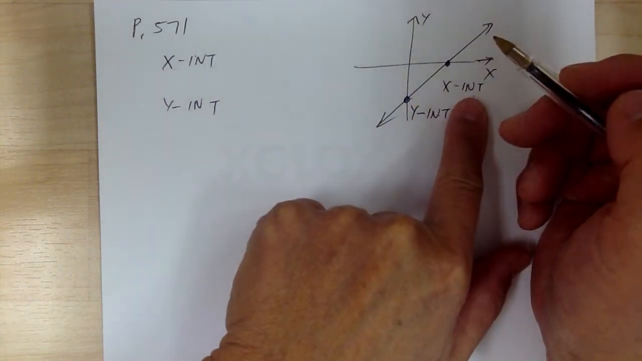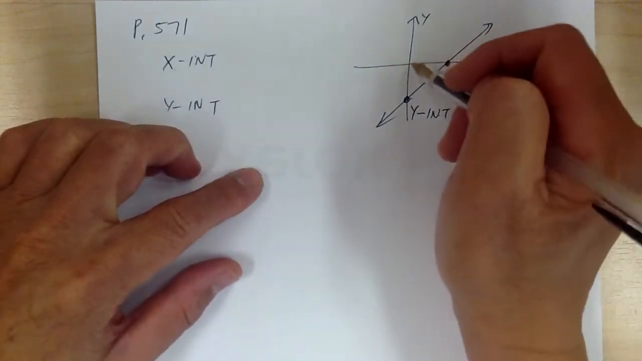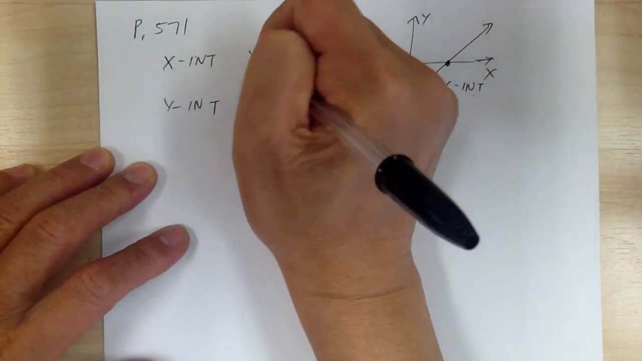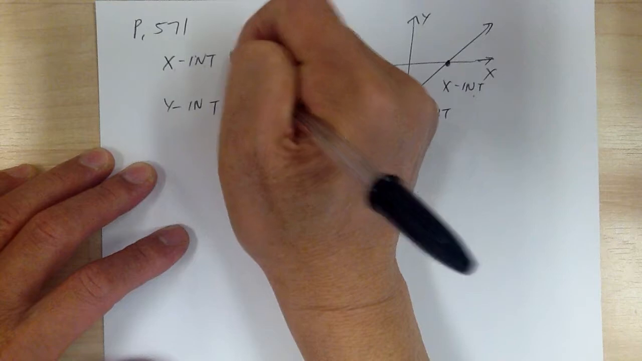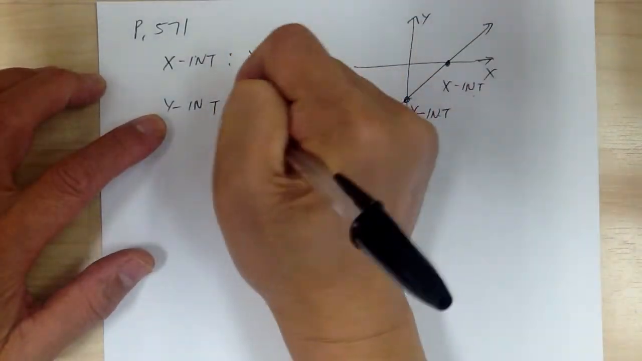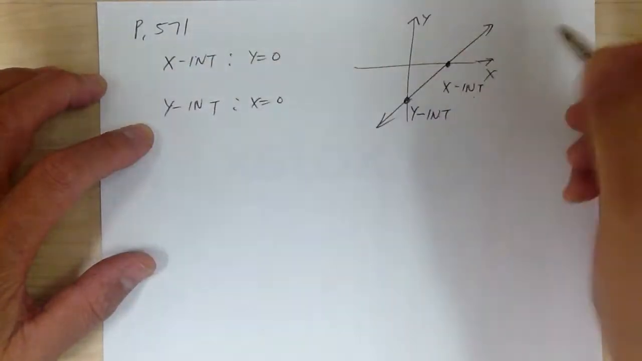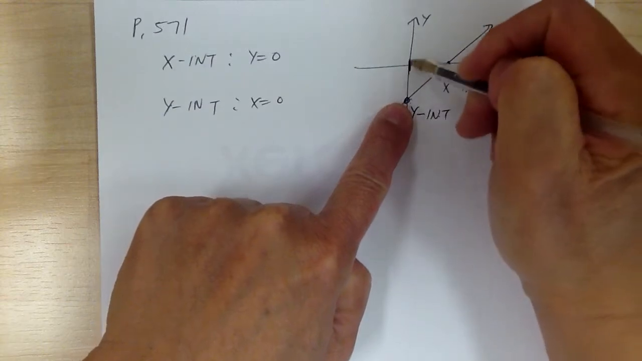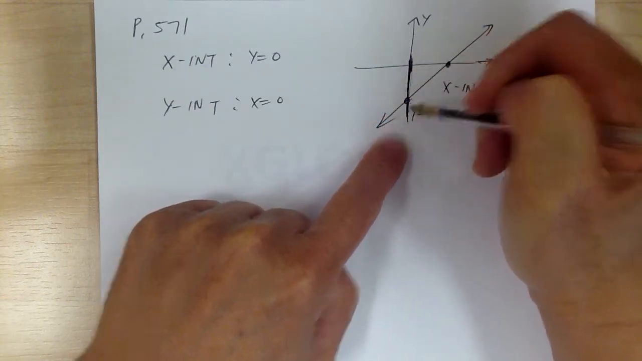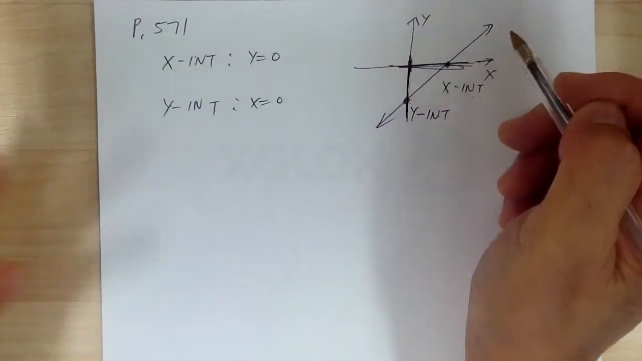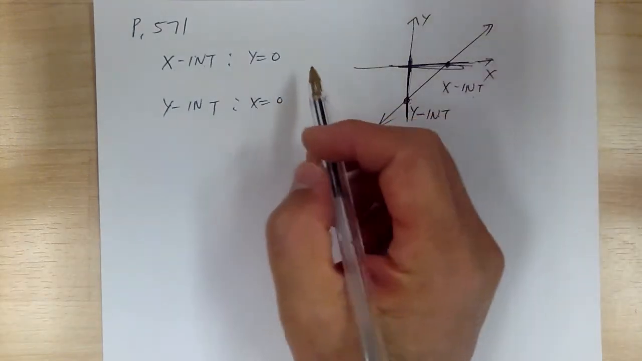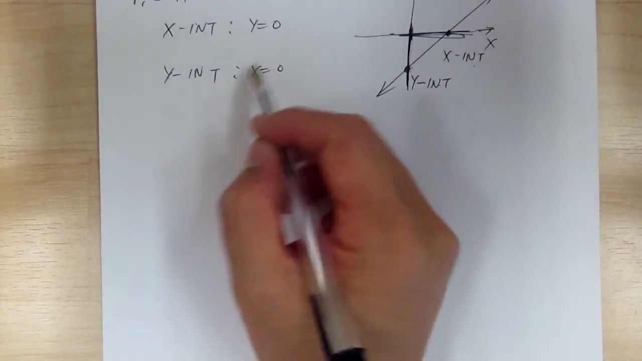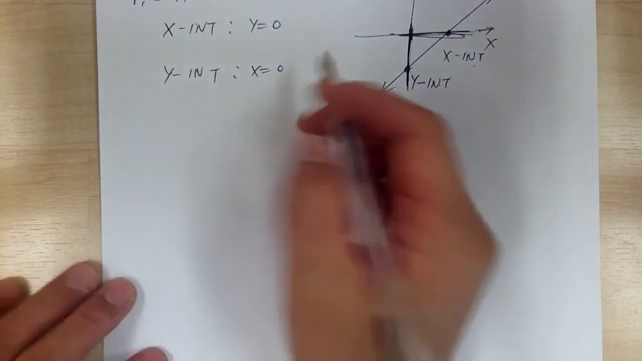If you notice, the x-intercept is when y equals 0. The y-intercept is when x equals 0. See over here, this is when x equals 0, and this is when y equals 0. So that's the things you need to know. Now let's go to example 1.